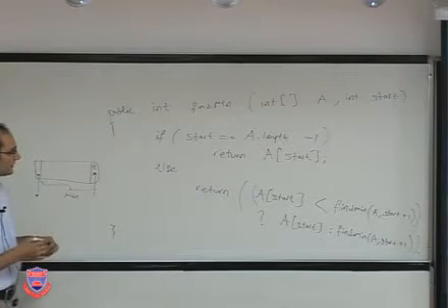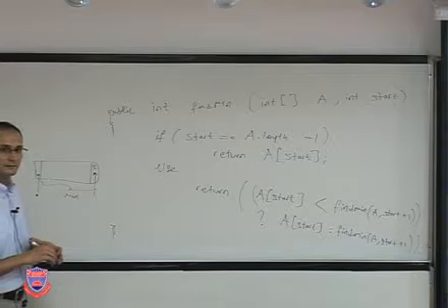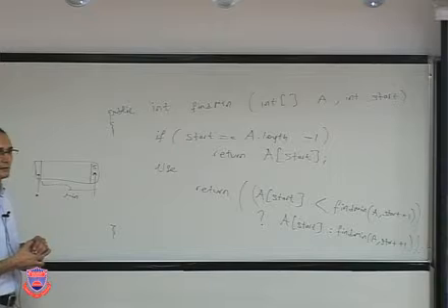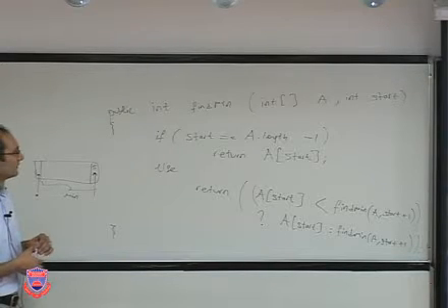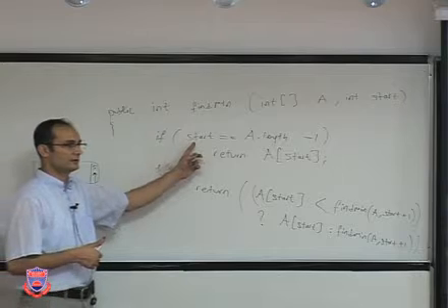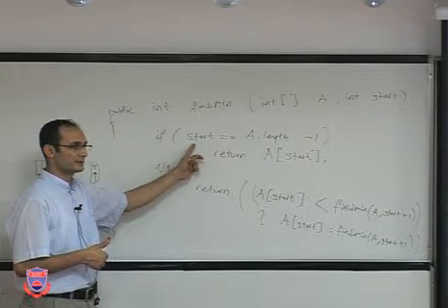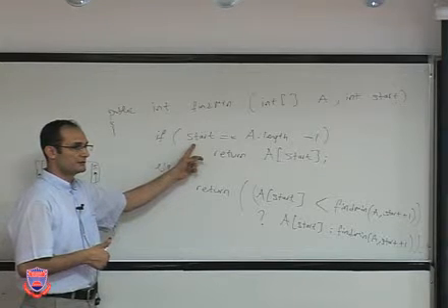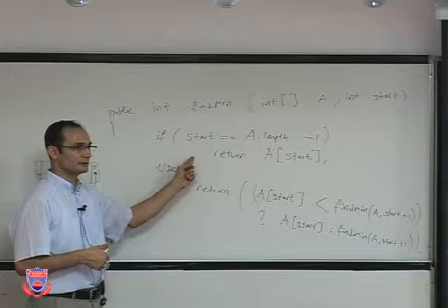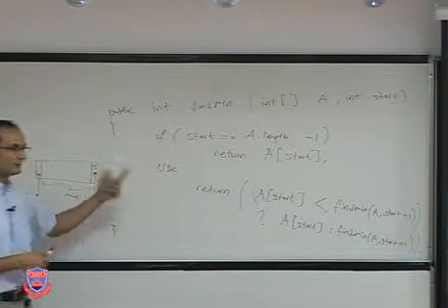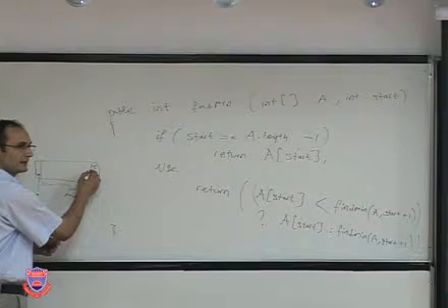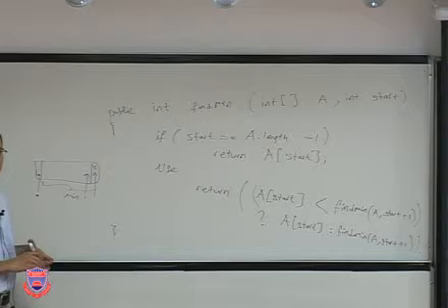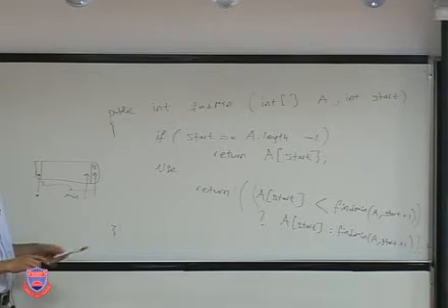Anything problematic? If I have reached the end of the list, then start equal to a dot length minus 1 must be the case. Otherwise, I have one more element, which means I'm here, and I have start plus 1 available to compare. Any question?